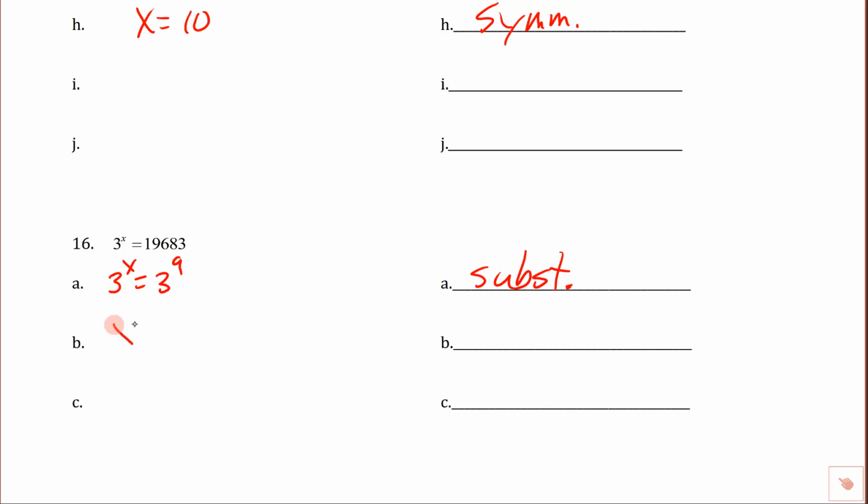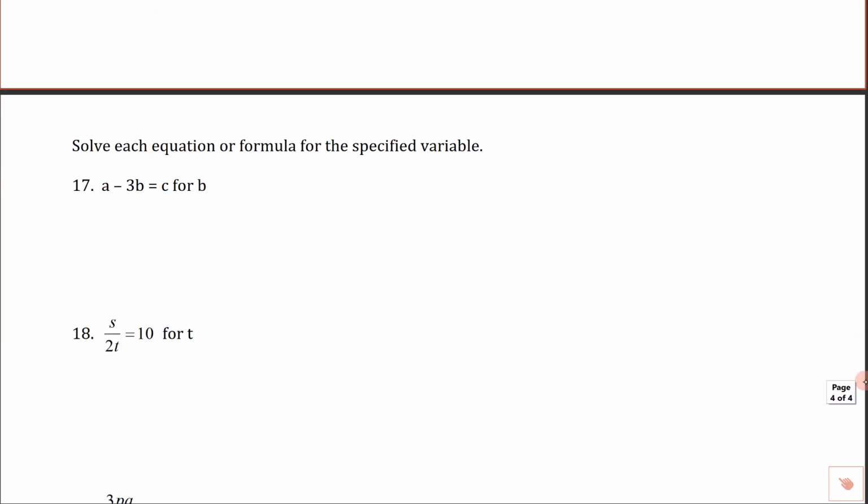And on this one, we're just going to say x is equal to 9 on here, because if the bases are the same, then the exponents have to be the same. So this is the exponent property of equality. And then there's really nothing else. So again, you don't have to use every single line on these problems. All right, let's take a look at the last page, see what we've got going here.